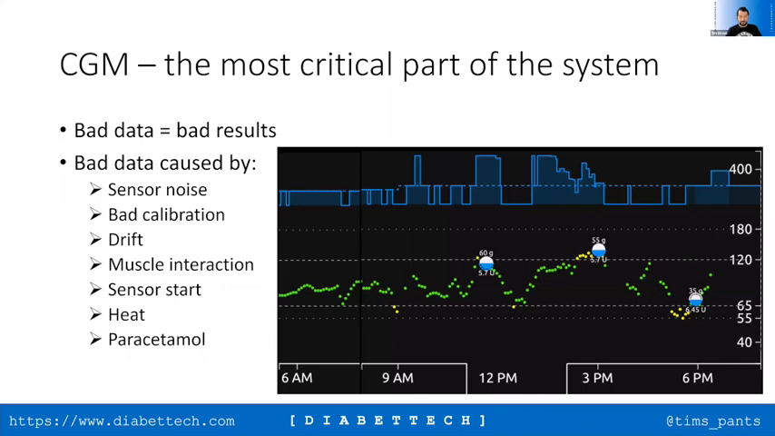Heat, we've talked about already, and then paracetamol, and that's really only now the Dexcom G5 and the Medtronic Enlite sensors, if you're using those, because the Libre 2, Dexcom G6, and I think the Guardian sensors from Medtronic now are paracetamol proofed. They've put a new layer on the sensors to make sure that you don't need to worry about that. So those are the points that I want to talk about around CGM, and just to be clear about it.